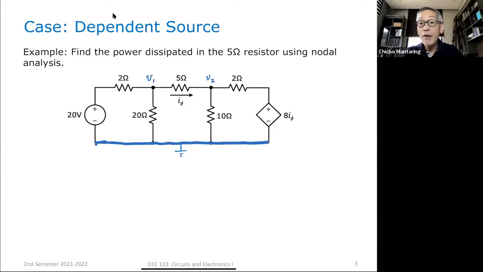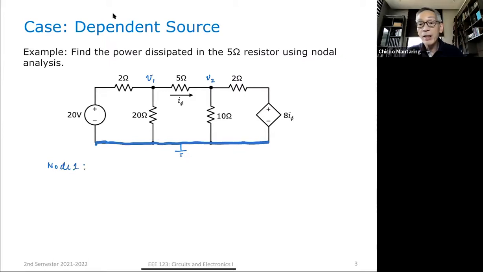If we have 3 essential nodes, that means we form 2 KCL equations, because you can only form n minus 1 KCL equations when you have n essential nodes. So we have 2 KCL equations. Let's go ahead and form the KCL equations for node 1 and node 2.